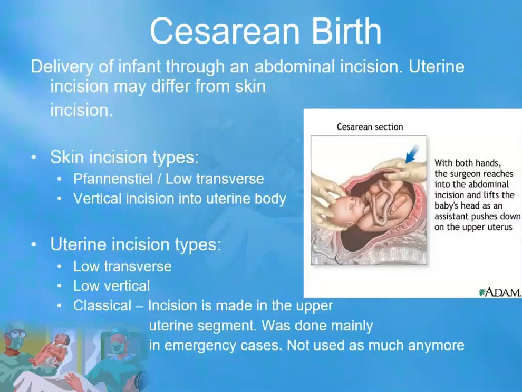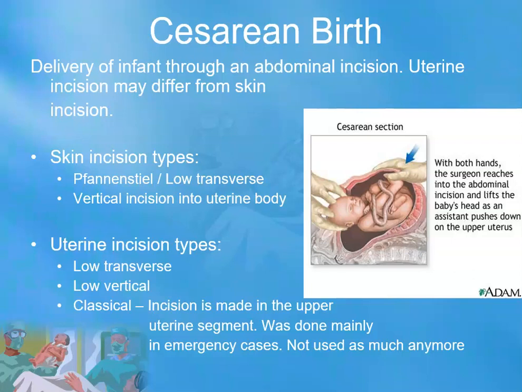So the C-section is the delivery of the infant through an abdominal incision. Usually it's a uterine incision. On the outside, you have the skin, and then on the inside it's a uterine incision. They can be different. So the uterine incision can be different from the skin incision on the outside, depending on the position that the baby's in, or how we're going to get this baby delivered, and the size.